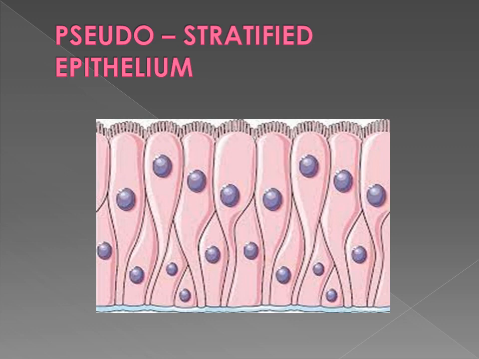Pseudo means, you know what is pseudo? It means false. So actually it is not there, but it looks like a multi-layered cell. That's why they said it's pseudo stratified, stratified meaning many layers. But actually there is no stratification. It is false stratification. So it is known as a pseudo stratified epithelium. Understand?